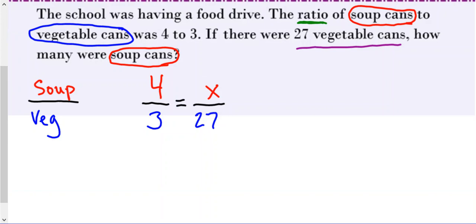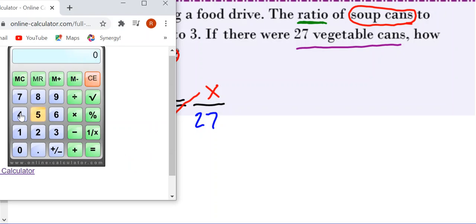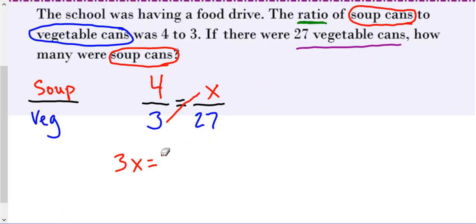Alright, so now we've pulled the information out, we've set up our proportion, and now we can use any strategy that we would like to solve this. I'm going to go ahead and do cross products first, and then we'll go through the mental math at the end. So the first thing we're going to do is multiply across here. So 3 times x will be 3x equals, and then we got 4 times 27, and that's 108.